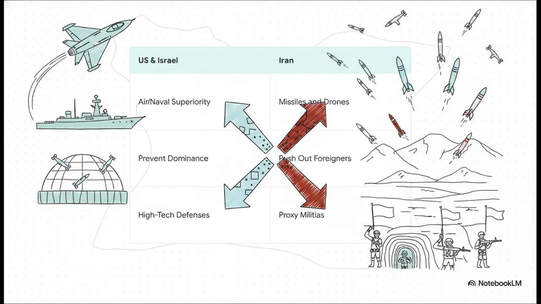We're looking at a textbook case of asymmetric warfare. On one side, you have the US and Israel. They possess immense, highly advanced air and naval superiority, and they rely heavily on high-tech missile defense systems. Their strategic goal, preventing Iranian regional dominance. But then, on the other side, you have Iran. They leverage massive, geographically dispersed arsenals of ballistic missiles and drones right alongside a vast, deeply entrenched network of regional proxy militias. Their main objective is to push foreign military influence out of the region entirely.